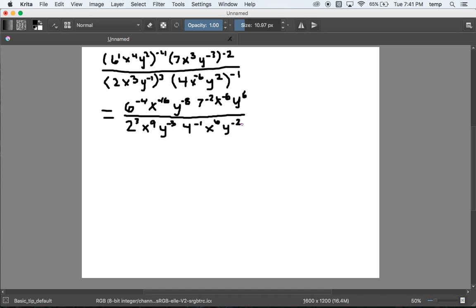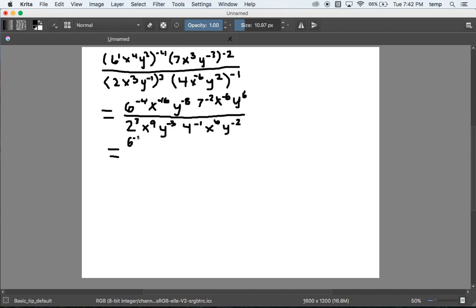The next way is we can combine like bases, right? By using our product rule. And so how we would do that is anything with a similar base, we add the exponents, because we're multiplying them together. You have to go along the same row, right, in the numerator and denominator. But yeah, so we have 6 to the -4 and 7 to the -2. You might think, because these are both numbers, they're like bases, but they aren't. Each number is a different base, so you cannot combine these terms.